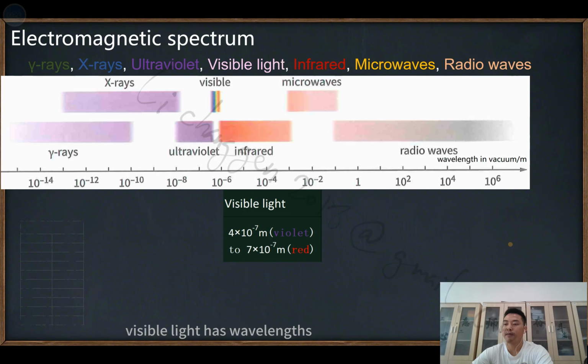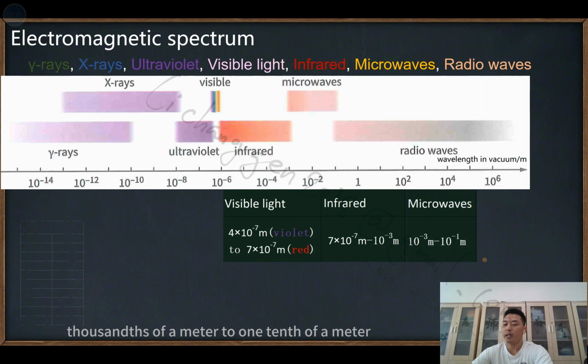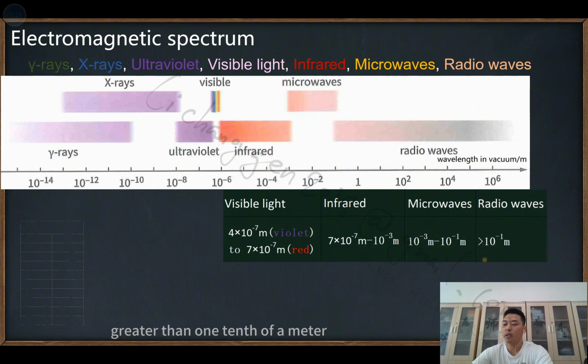Visible light has wavelengths that range from 400 nanometers to 700 nanometers. That's the same as 4 times 10 to the power of negative 7 meters to 7 times 10 to the power of negative 7 meters. If the wavelength is greater than this, from 7 times 10 to the power of negative 7 meters up to 1,000th of a meter, it is in the infrared region. Microwaves range from 1,000th of a meter to 1/10th of a meter, and radio waves have wavelengths greater than 1/10th of a meter.